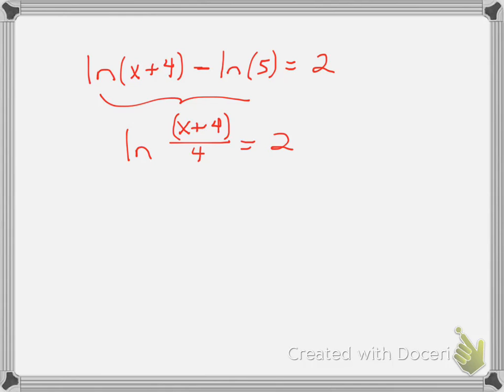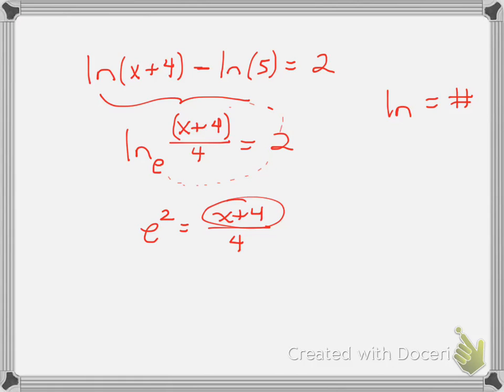Well, remember, you do have a base here, and you do have a log, in essence, equal to a number. So how do I handle that? Again, we write it as an exponential function. So loop-de-loop, e to the 2nd power equals x plus 4 over 4. At this point you might be a little confused because you say, well, how do I solve that? I need to get x plus 4 by itself. I have a 4 in the way, so why don't we multiply by 4? So that becomes 4e squared equals x plus 4.